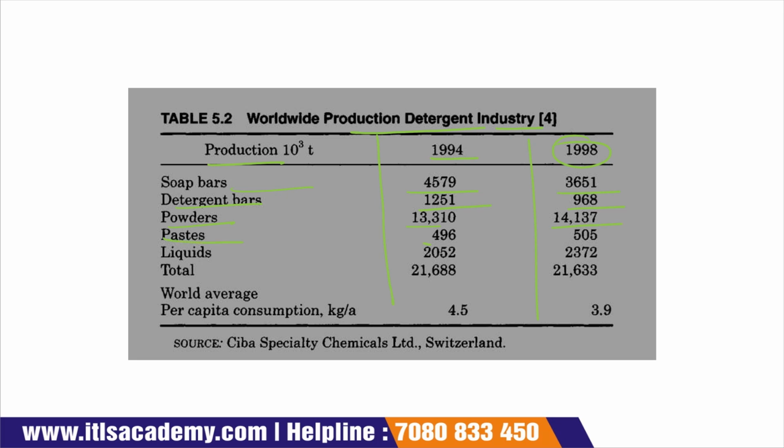Pasted, 496. In 1998 it is 505. Liquid in 1994 it is 2015. In 1998 it is 2372. So the total is around 21,688 in 1994, and in 1998 it is around 21,633. World average per capita consumption is 3.9 in 1998 and 4.5 in 1994.